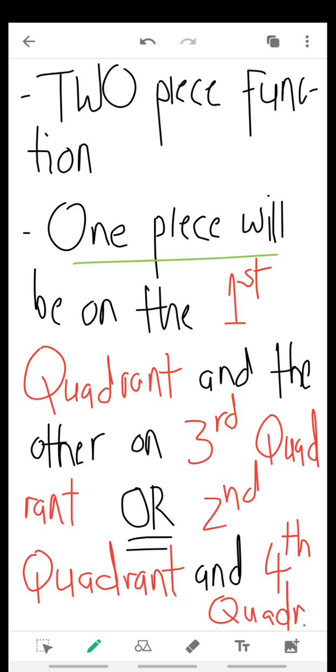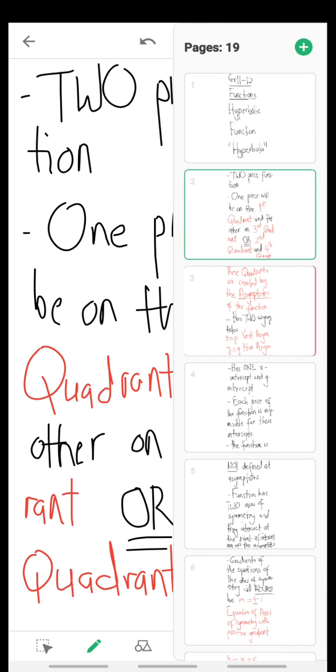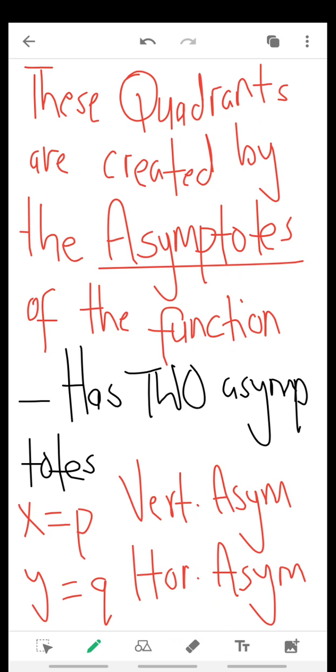One piece will be on the first and the other one on the third quadrant. So we will have two pieces, one on the first quadrant and one on the third quadrant, or we'll have one piece on the second quadrant and the other one on the fourth quadrant of the asymptotes. Very important: these quadrants are created by the asymptotes. We're not talking about the quadrants created by the Cartesian plane. These are the quadrants created by the asymptotes.